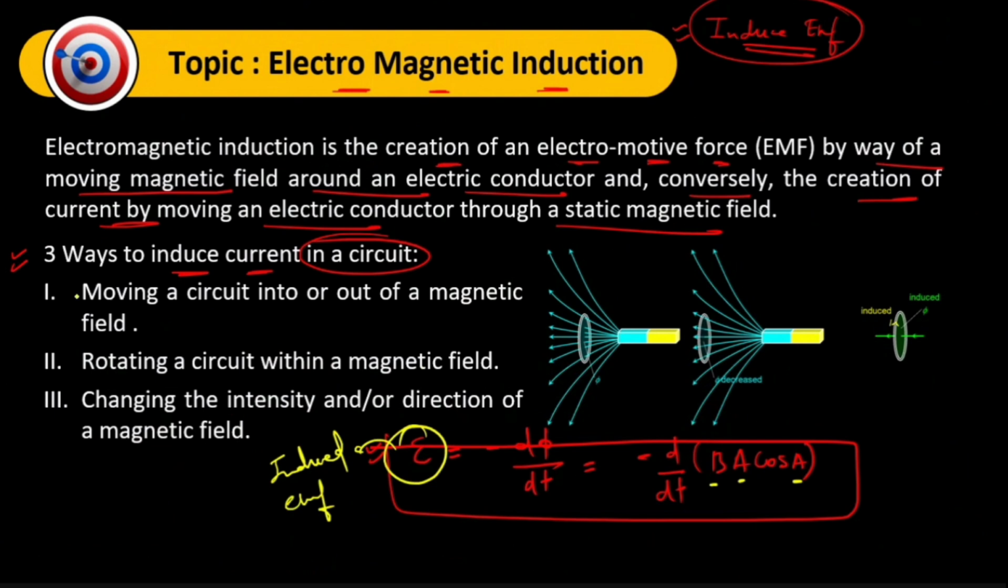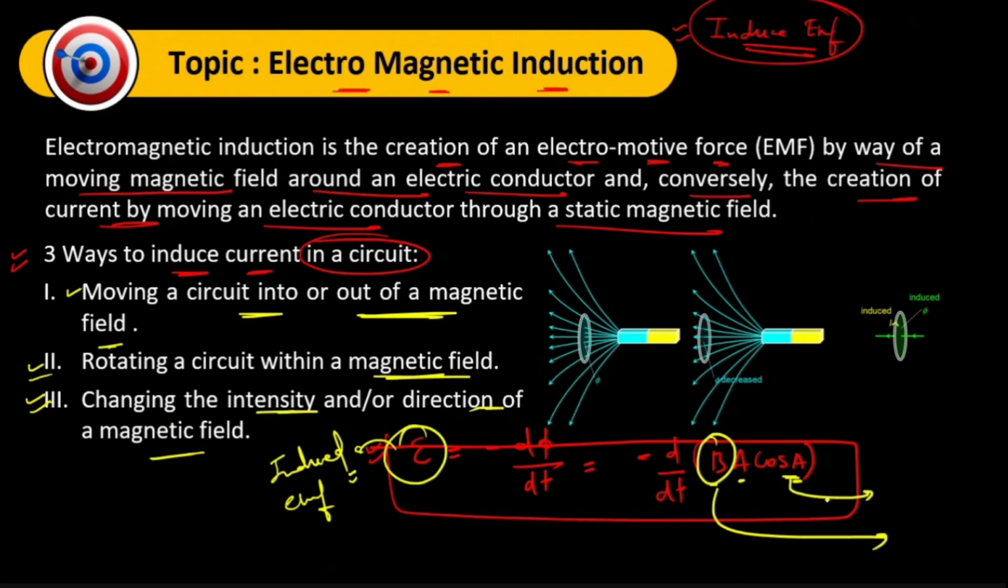First is moving a circuit into or out of the magnetic field, second is rotating the circuit within the magnetic field, and third is changing the intensity and the direction of the magnetic field. So if we are able to change the direction or intensity of the magnetic field, we can produce EMF. If we are able to rotate the magnetic field, it means we are changing the angle, so we can produce EMF. And if we are moving the circuit into and out of the magnetic field, it means we are changing the area. So if we are changing the area, again we are able to produce the induced EMF.